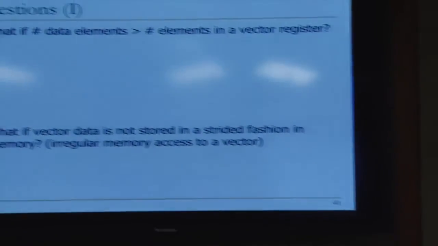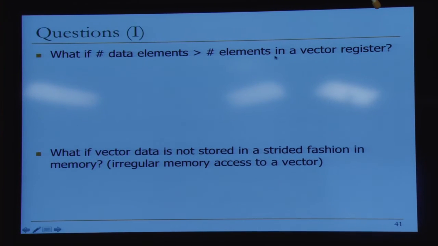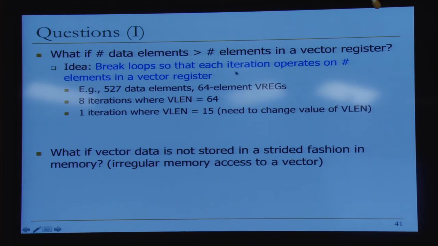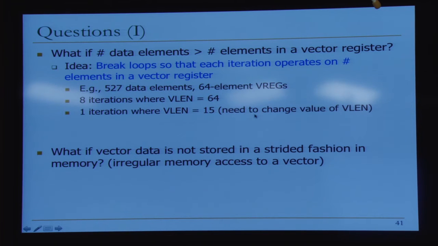Okay, there are several questions. I've already kind of covered the first one, and one of you asked the second one. But these are important. The first one is, what if the number of data elements that you're operating on is greater than the number of elements in a vector register? Well, now it's simple. You basically loop. Break loops so that each iteration operates on the number of elements in a vector register. Basically, each vector instruction has to operate on the maximum number of elements in a vector register. For example, if you have 527 data elements and 64-element vector registers, you have 8 iterations where vector length is 64, and then you have one iteration where vector length is 15, right? Which means that you need to have an instruction that changes the value of vector length when you're transitioning to the last iteration.